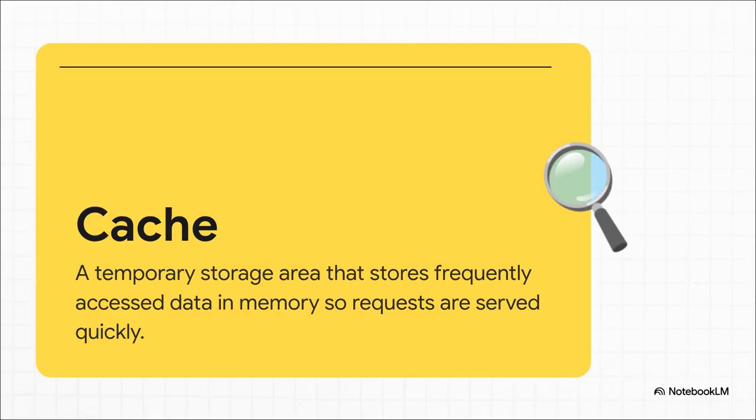A cache is just a super fast temporary storage that holds on to data that gets used all the time, like, say, your user profile. The goal is to avoid that slow trip to the database every single time we need it.